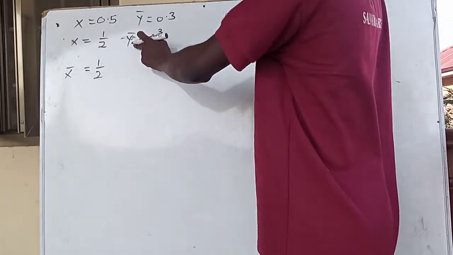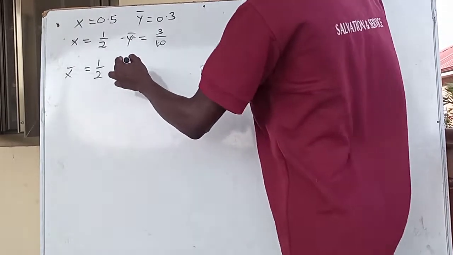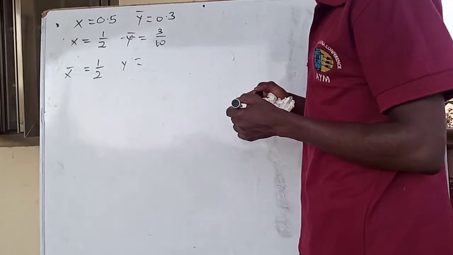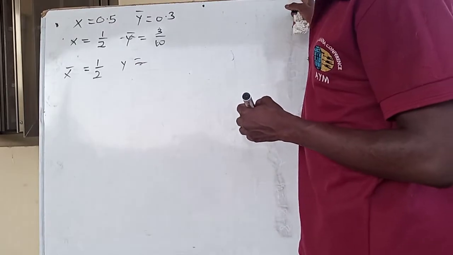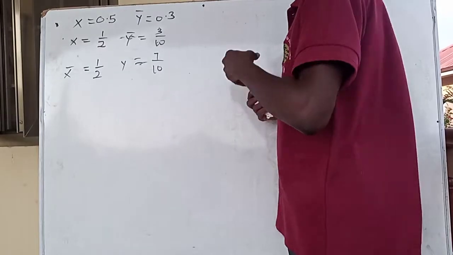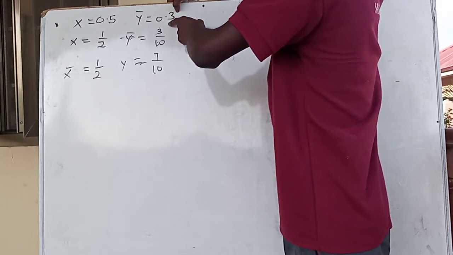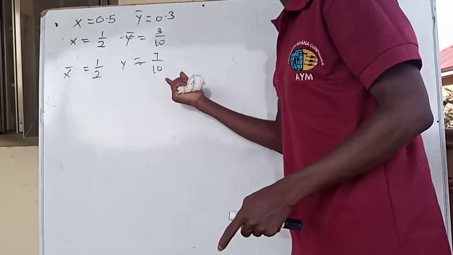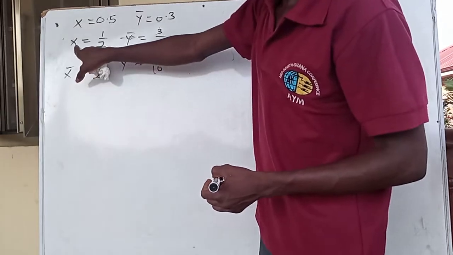Okay, so here, not winning Y is what? 0.3. What about winning Y? It should be what? 7 over 10, because this is 3. Or you check if you use the 0.3: what must be added to 0.3 to get 1.0? 0.7. So you write 7 over 10 or 0.7.